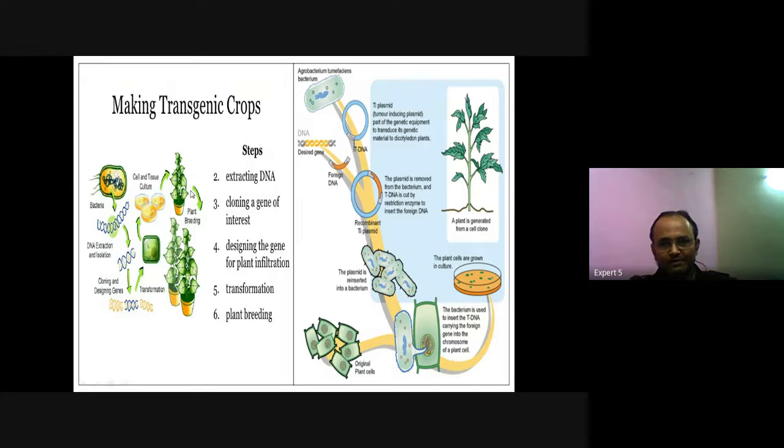In the case of plant systems, generally Agrobacterium tumefaciens bacteria, which have a particular Ti plasmid, are used. This means that in plant systems, the Ti plasmid is used as a vector for the transfer of the gene. Here is the Ti plasmid in which a particular DNA was extracted and then ligated into the Ti plasmid. Then this recombinant Ti plasmid is transferred into the plant cell, and through plant breeding, the transgenic plants are developed.